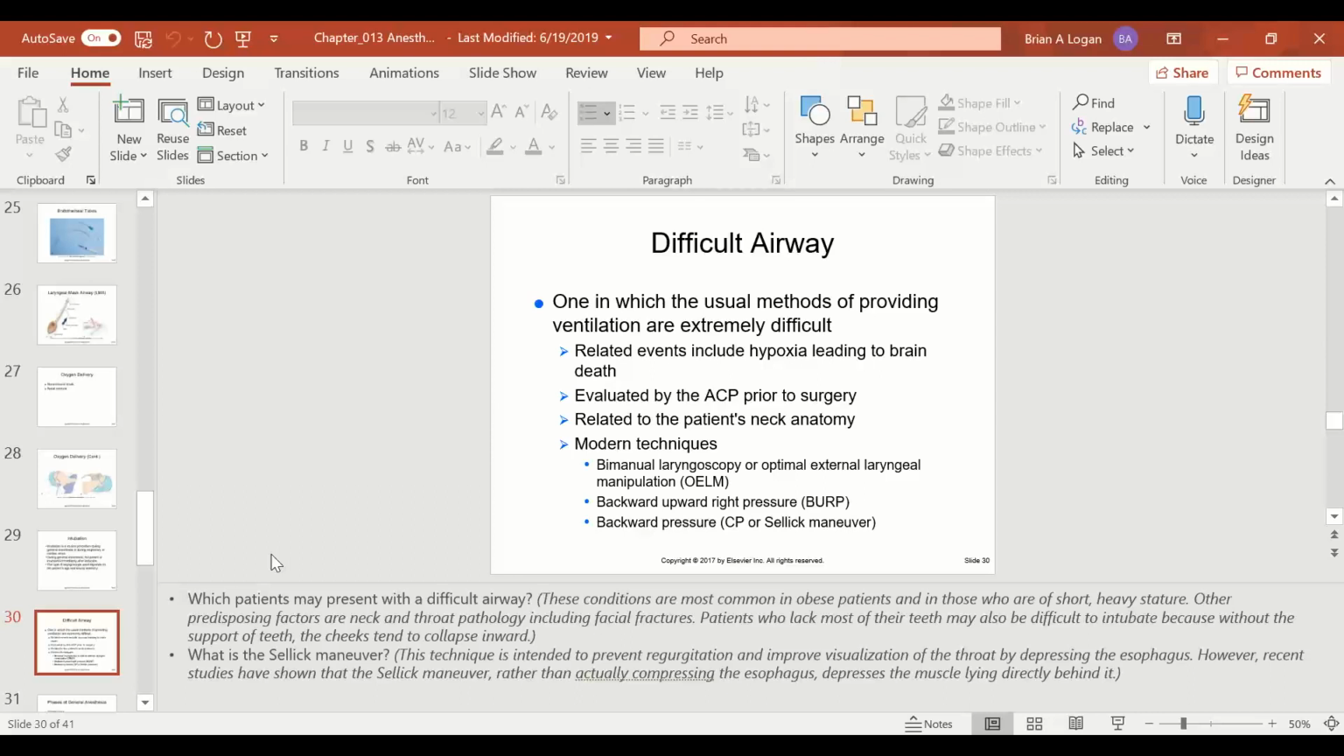Also, you're going to do this same maneuver, the Sellick's maneuver or cricoid pressure, whenever you're doing something called a rapid induction, or with a trauma patient, somebody who hasn't been NPO for the 8 hours, right? Because now they could have something in their stomach. So that cricoid pressure also helps block any stomach contents from coming back up the esophagus and getting into the lungs while you're intubating.